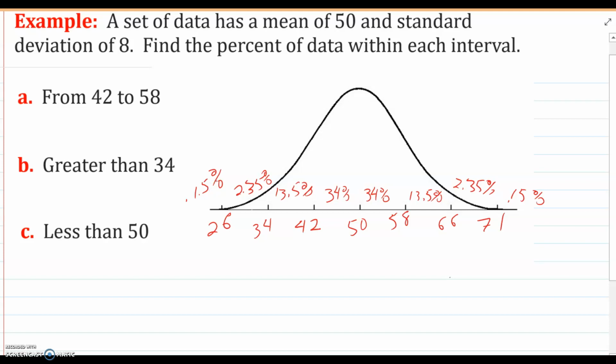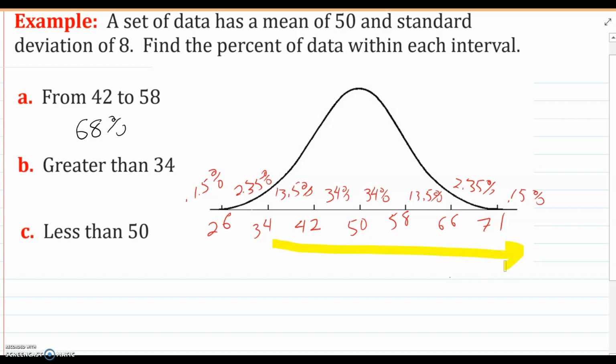All right, so what is my percentage running from 42 to 58? So I'm just talking that much in there. That's pretty basic. Don't worry about it. I'm hoping everybody said 34 and 34 is going to get me 68%. Awesome. Next, let's see what we can do on the next one then. We'll be looking at greater than 34. So I'm looking at this stuff here.